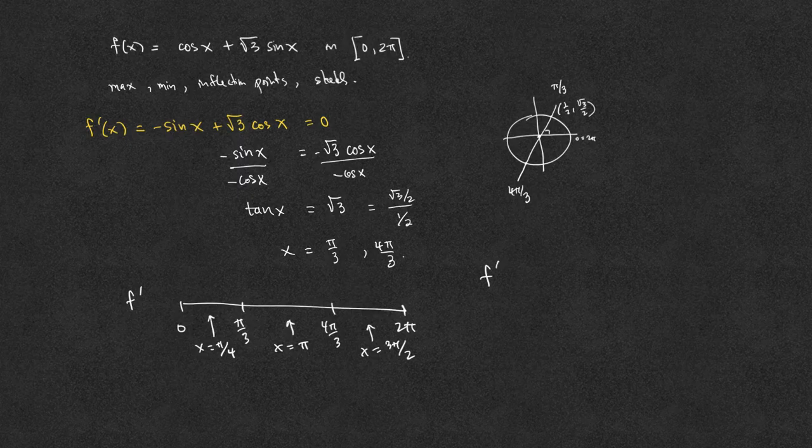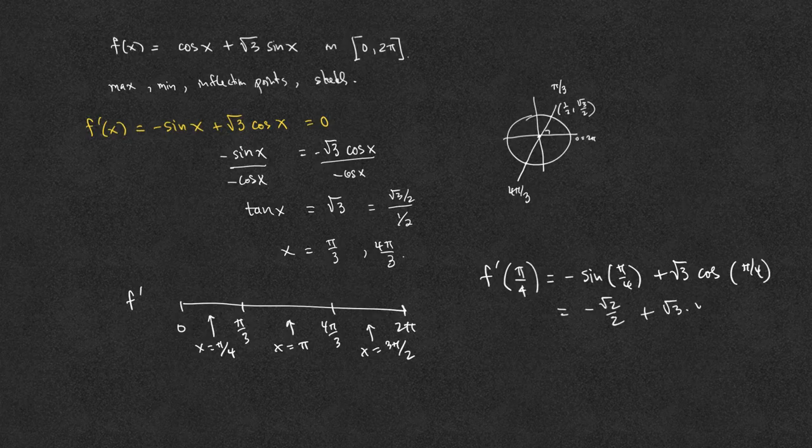We plug these into the first derivative. These are what we call the test points, because the sign of the first derivative at this particular point will determine the sign of the first derivative on the entire subinterval where this test point lies. f prime of pi over 4 is negative sine of pi over 4 plus the square root of 3 cosine of pi over 4. And this is negative root 2 over 2 plus the square root of 3 times root 2 over 2. And we see that this is a positive number. And so f prime is positive on the interval 0 to pi over 3.